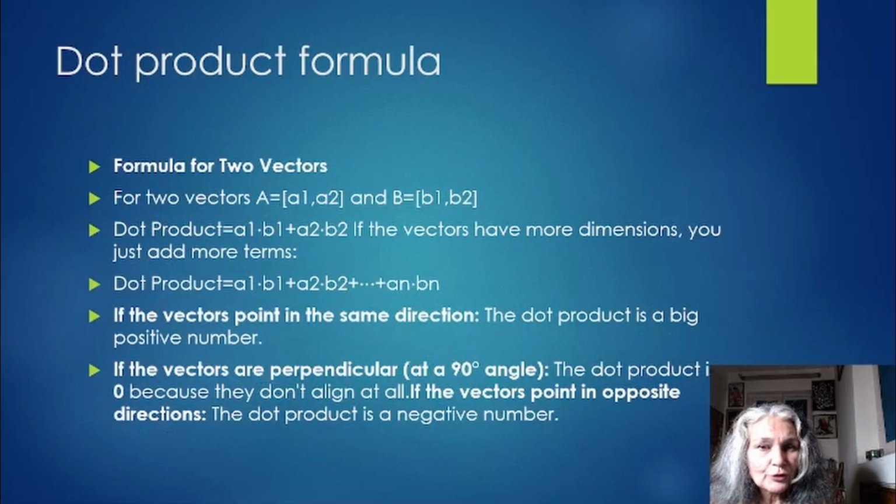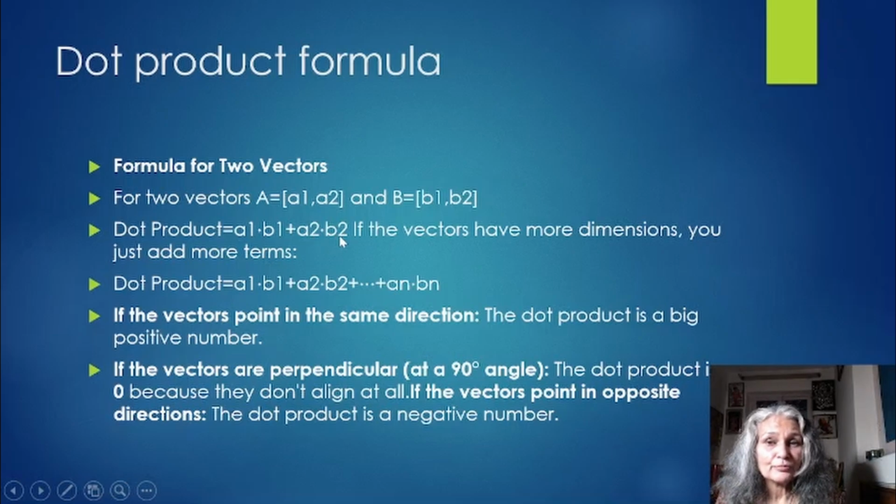The formula for the dot product. Because it's vector algebra, I'm putting down the formula also. If you have two vectors A1, A2 and B1, B2, the dot product is simply the first component of A multiplied by the first component of B plus the second component of A multiplied by the second component of B. And if the vectors have more dimensions, you just expand it, all the way to AN, BN.